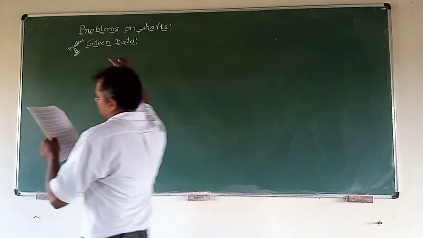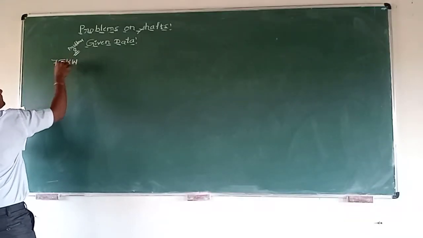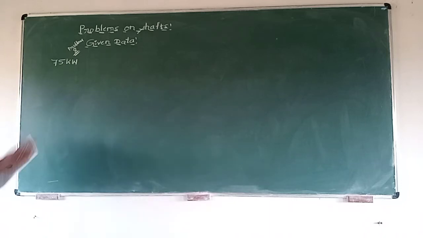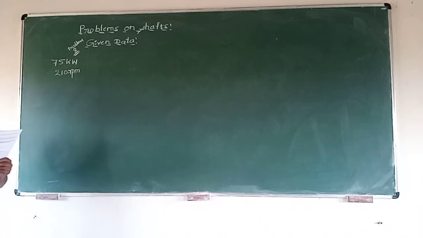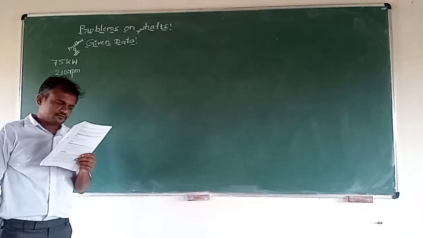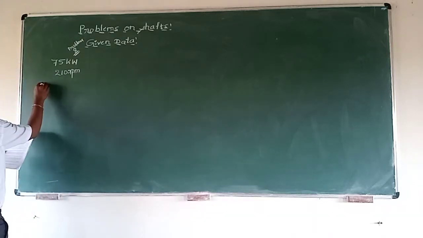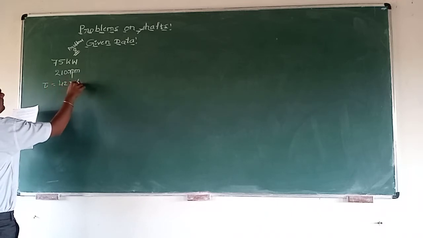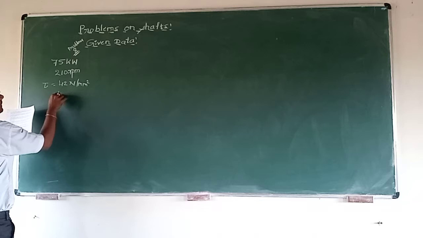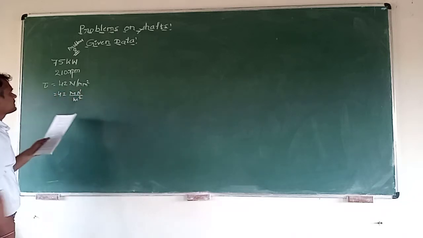A mild steel shaft has to transmit 75 kilowatts, and 210 rpm. Is it correct? And he says the shear stress in the shaft is limited. Shear stress, therefore I will write 42 Newton per mm square. It can also be written as mega Newton per meter square.